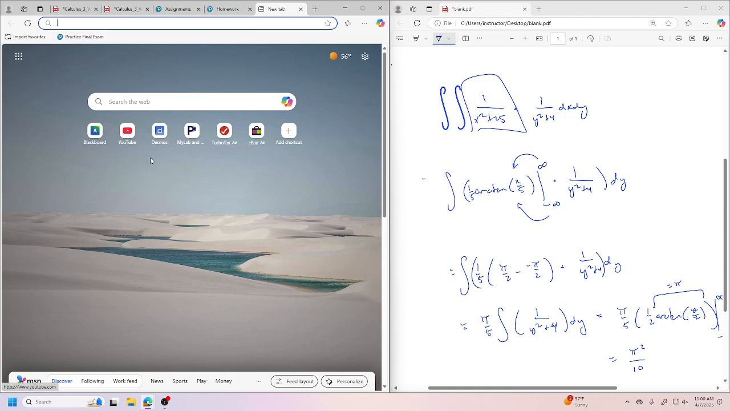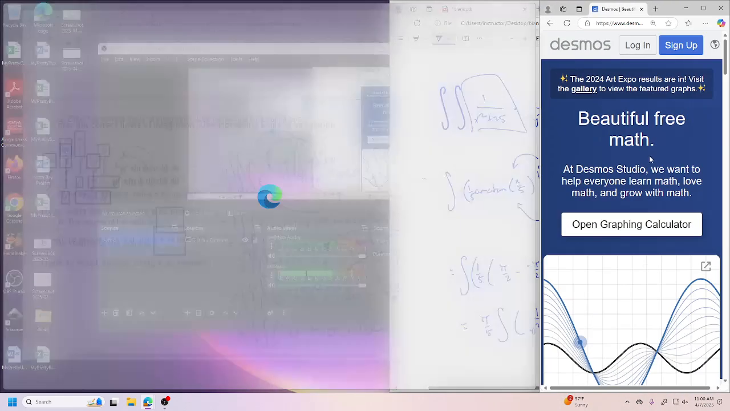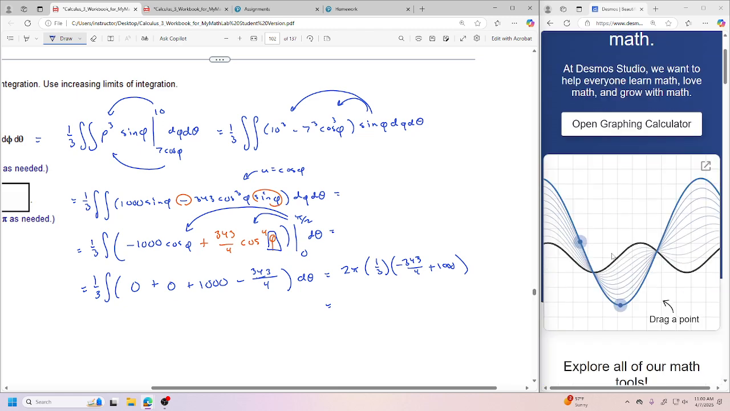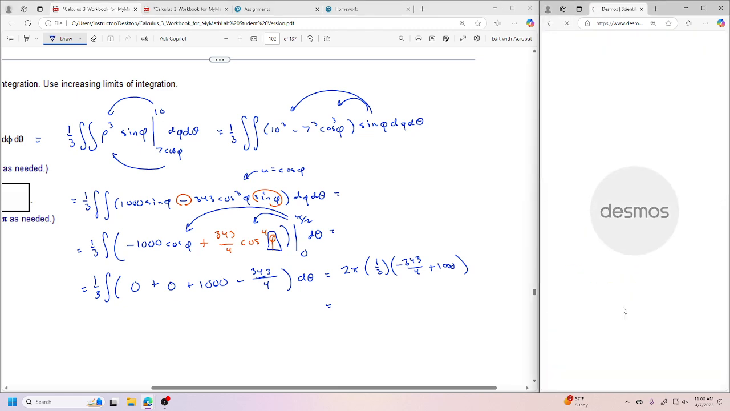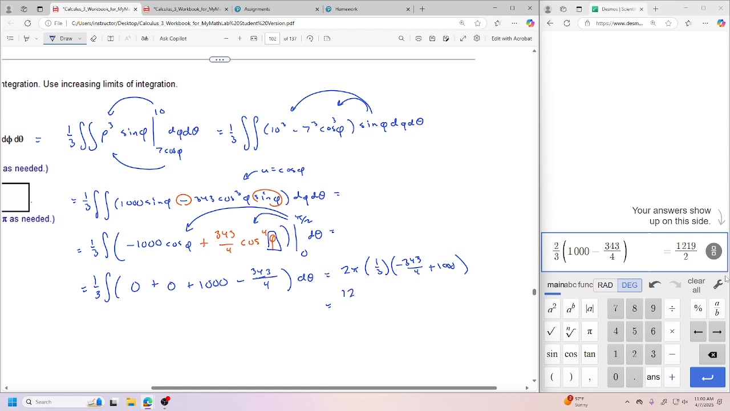Like, hold on. Let me get this out the way here. Okay. I just can't help getting it wrong every time. So 2 divided by 3, and I got a 1000 minus 343 over 4. And then you just add a pi onto it, and we're done. And that is the answer.